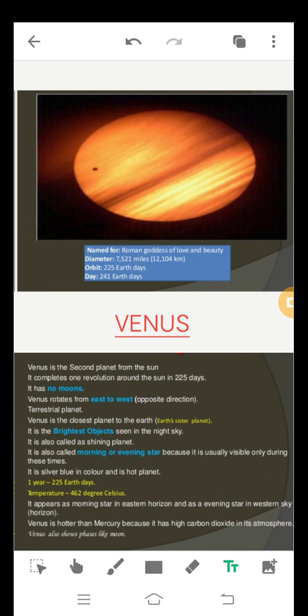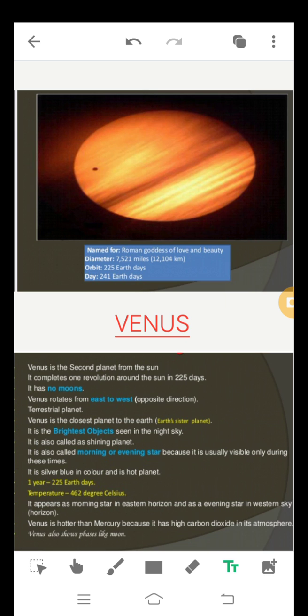Next planet is Venus. Venus is the second planet from the Sun. It completes one revolution around the Sun in 225 days. Just like Mercury, it has no moons. Venus rotates from east to west. Venus is the closest planet to the Earth, therefore it is also called Earth's sister planet. It is the brightest object seen in the night sky.